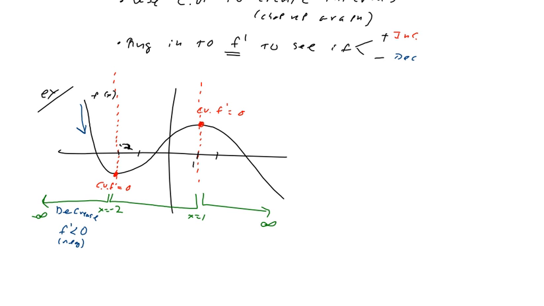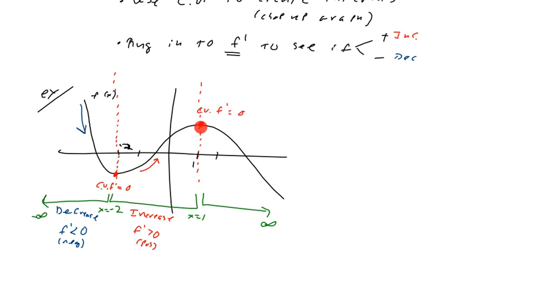At x equals -2, the derivative is 0. You see here f prime is 0 right at -2. And then after that, it's increasing. My graph is going up. F prime is greater than 0, or positive. Increasing, increasing, increasing the entire time from -2 until positive 1.